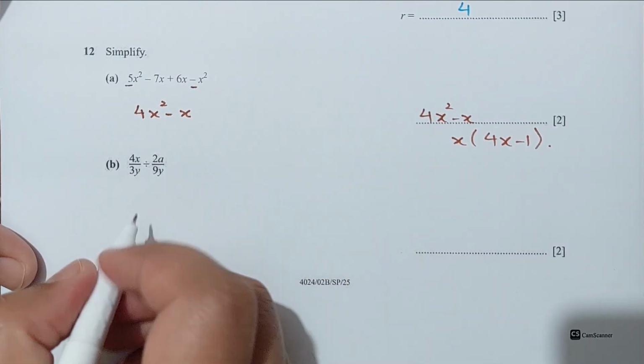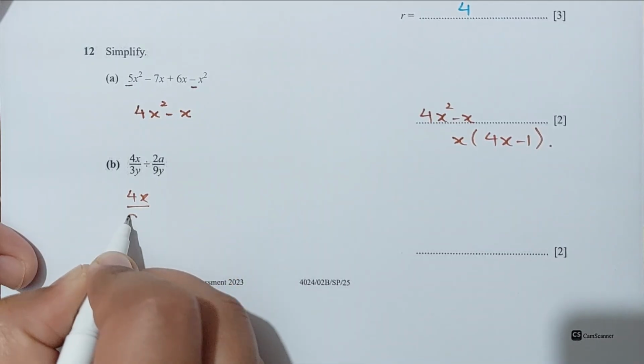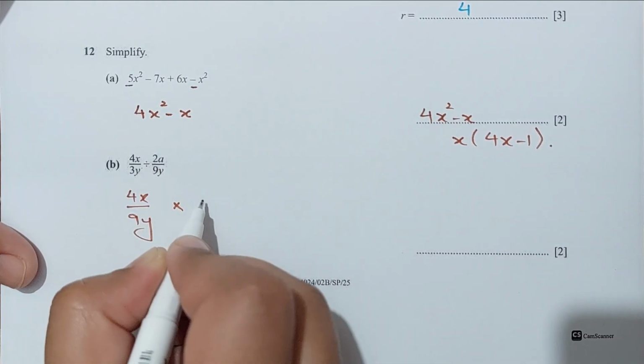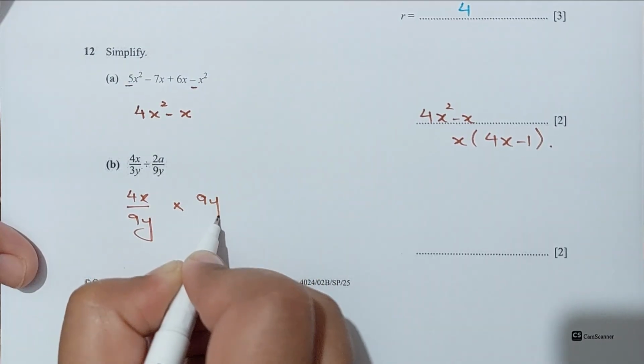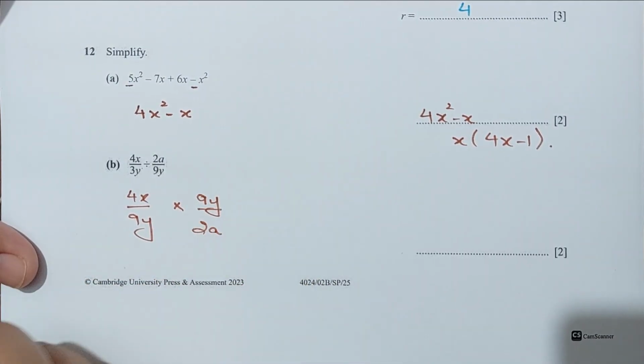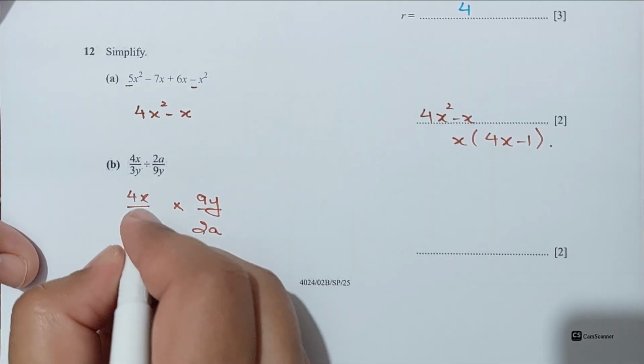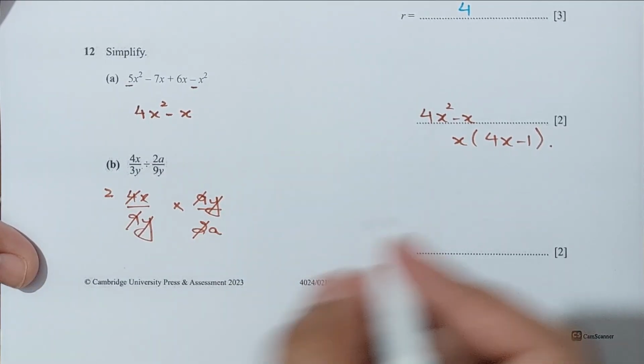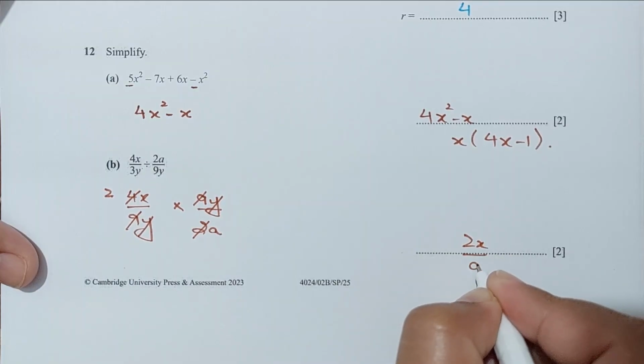Part B, 4x over 9y. The division sign is turned into multiplication, and take a reciprocal of the second fraction, 9y over 2a. Okay, 9 is cancelled with 9, y is cancelled with y, 2 is cancelled with this, 4 becomes 2, so 2x over a would be the simplified answer.